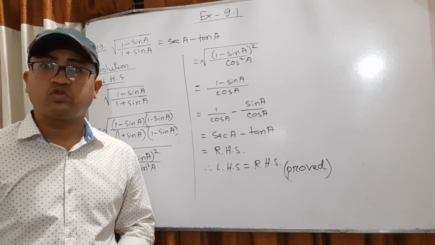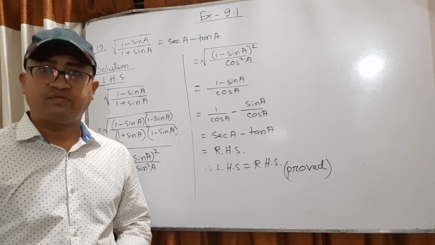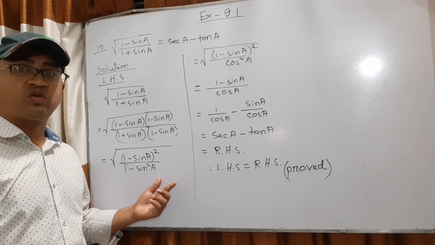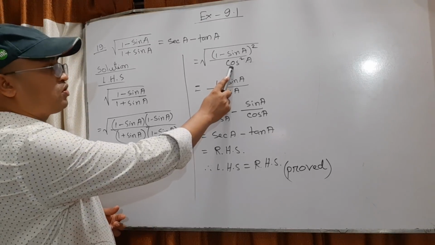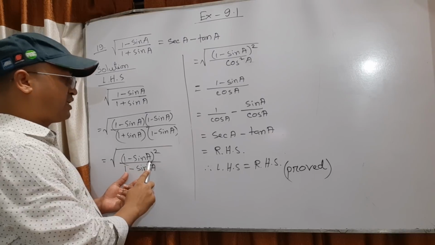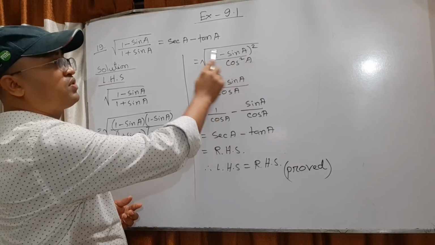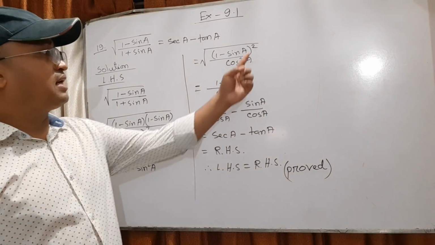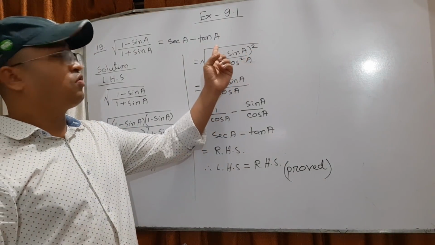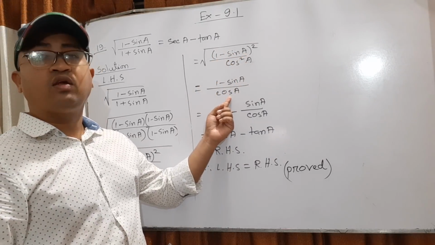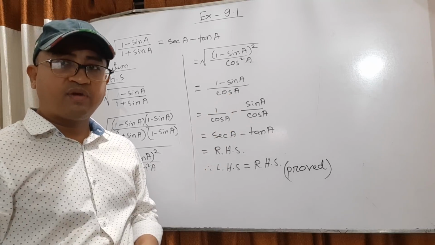Just now I have shown you some identity, some formula. That formula, 1 minus sin square a, is cos square a. So it will be cos square a, and 1 minus sin a whole square remains unchanged. Now I can remove the root over by the square. Square and root over you can cancel. It becomes 1 minus sin a by cos a.